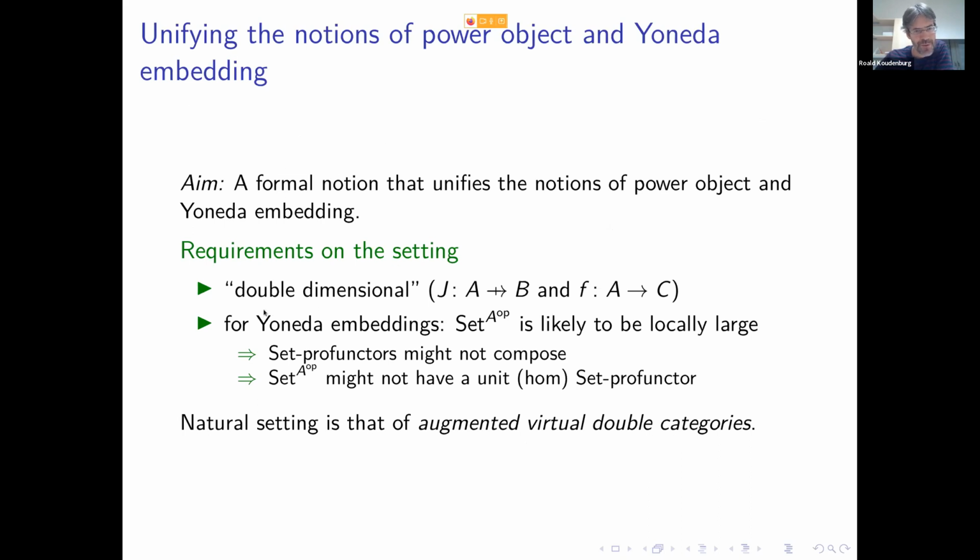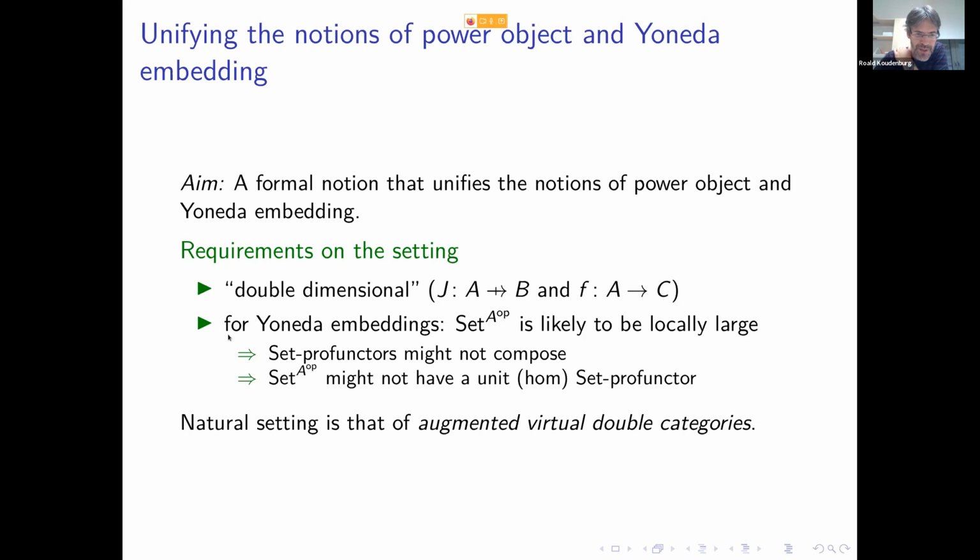Well, first of all, it needs to be double dimensional, right? Both for the power object and for the Yoneda embedding, we have two types of morphisms. We have relations and profunctors, which we will draw horizontally, and we have functions between sets and functors, which we will draw vertically. So we need a double categorical setting.